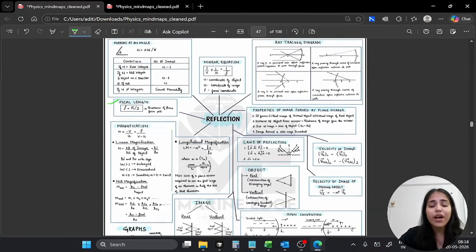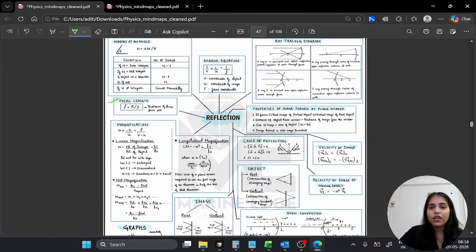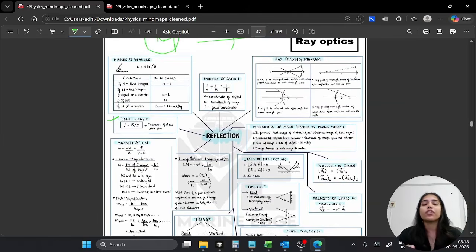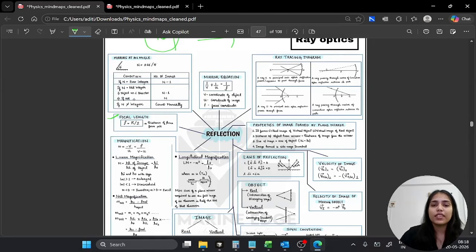Now, magnification. If you have a concave or convex mirror, whatever it is, let's say this is your object and this is where you have placed your object. This is your mirror and the image is found somewhere here. How large or how small will that image be? Will it be larger than the object or smaller than the object? That is the magnification. Magnification is the ratio of the position of image divided by position of object.